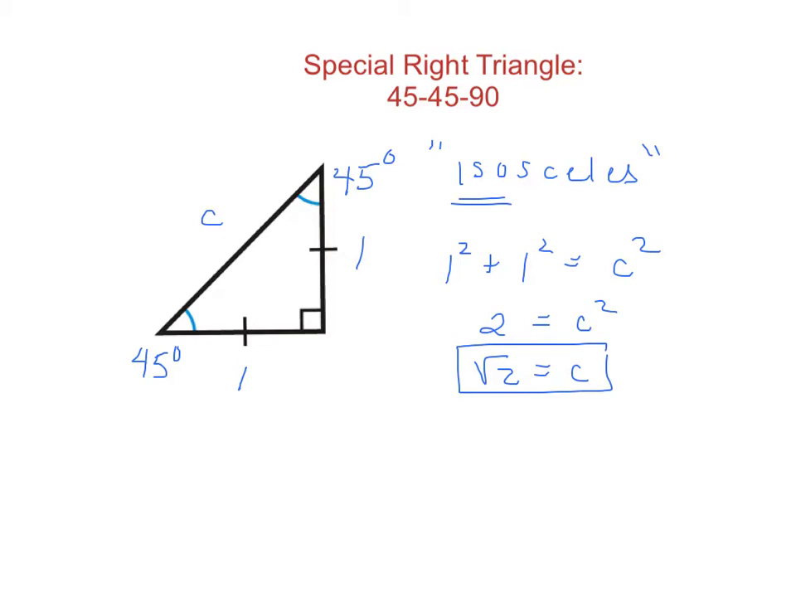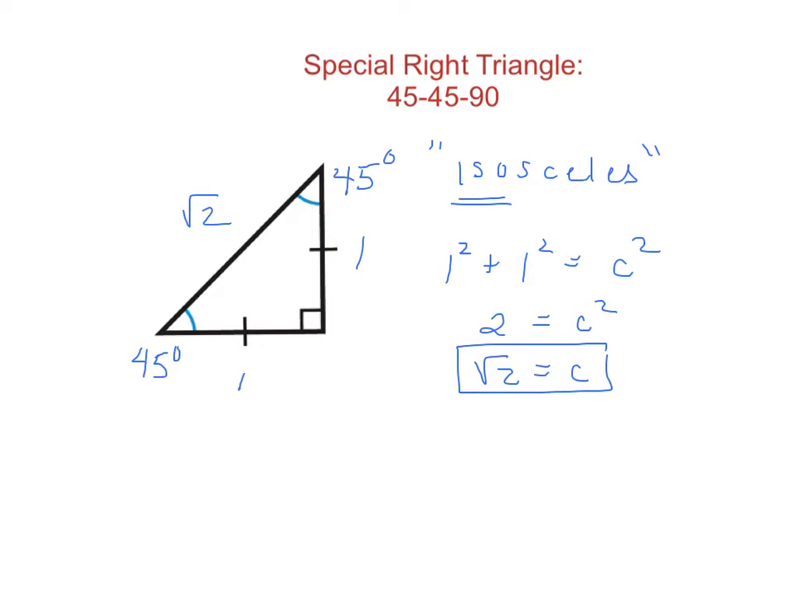And the square root of 2 is a little less than 1.5. It's about 1.4. So that's the length of the hypotenuse. So I'll go ahead and replace this c with the square root of 2. Now what's nice about this triangle is that that relationship of 1, 1, and the square root of 2 is preserved even if you change the lengths of the legs.